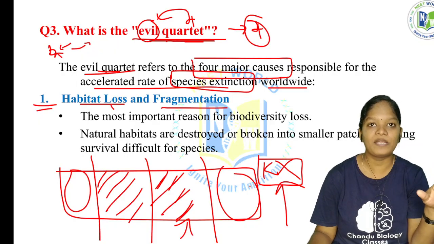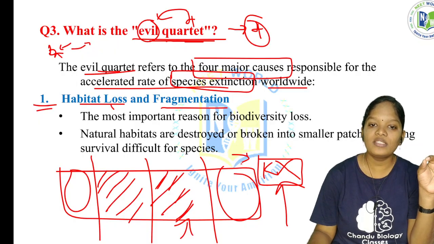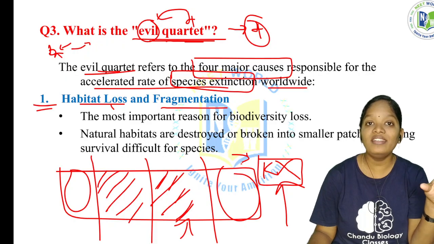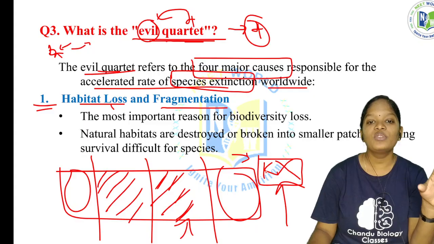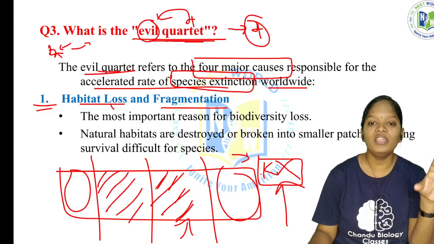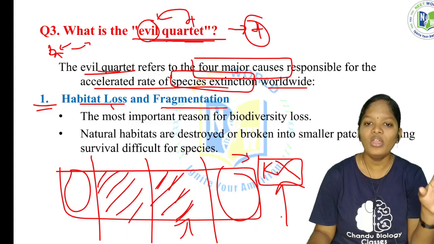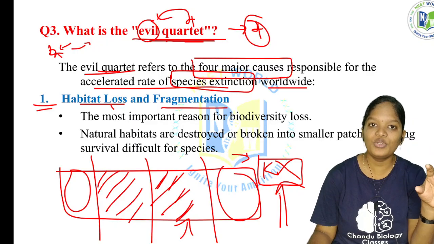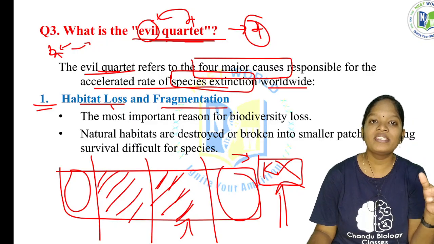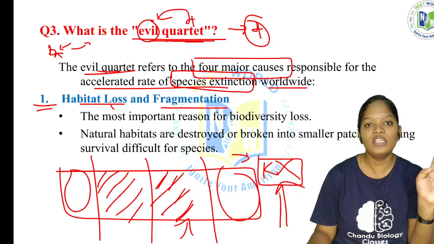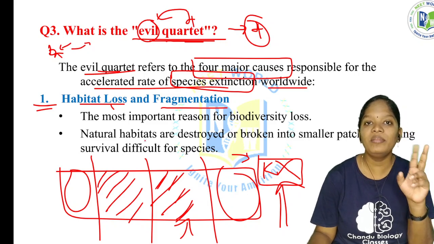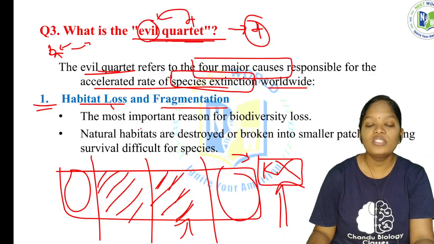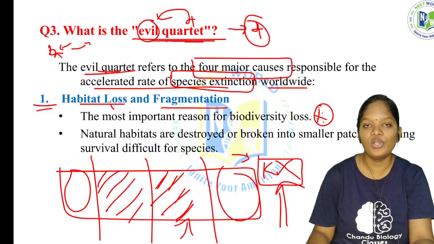As the keystone species have been eliminated from the ecosystem, the ecosystem will be shattered and become unstable. The species which depend on the keystone species will also go extinct along with them. So this is habitat loss and fragmentation. This is the most important reason for biodiversity loss.